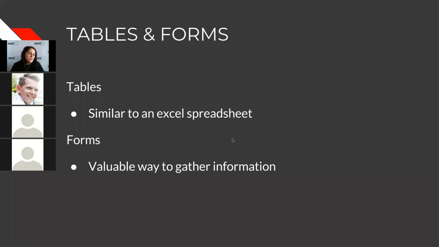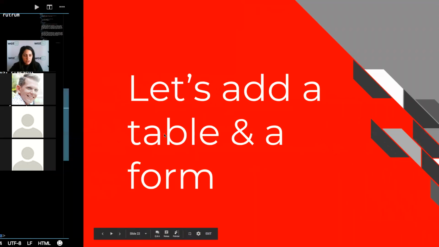So tables and forms, this is where things get a little bit trickier. A table is essentially like an Excel spreadsheet, right? You have your rows, you have your columns, you fill in information, and then you have a nice little table. Same thing you can do with HTML. You have to format it. There's a lot of nesting of elements, and I'll show you how. And then forms are a valuable way to gather information. So you can have a sign-up form, maybe a billing address form with someone purchasing something. Basically, you're just gathering information and then using that information for something else. So let's go ahead and add a table and a form.